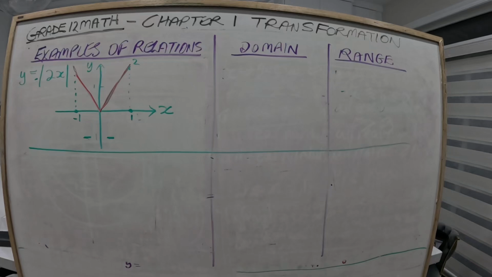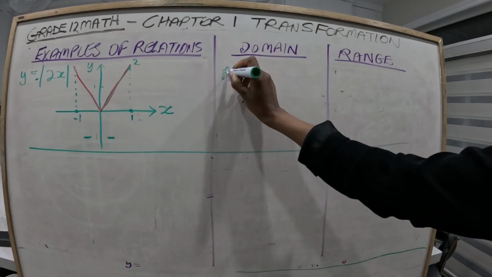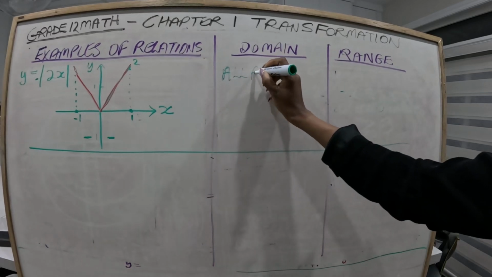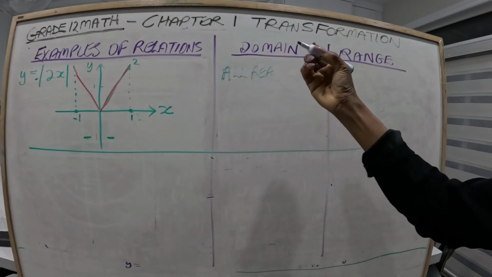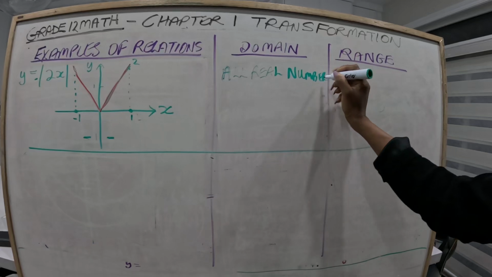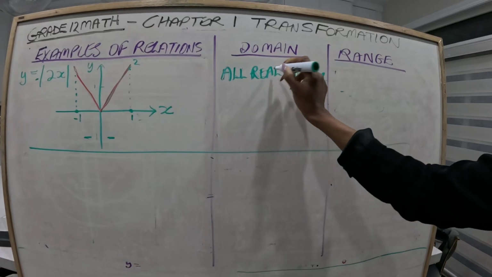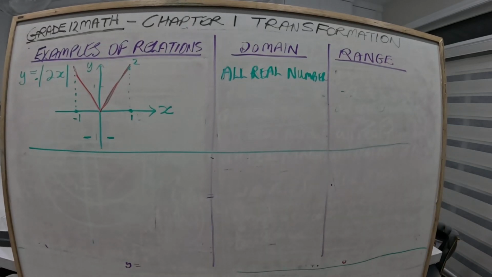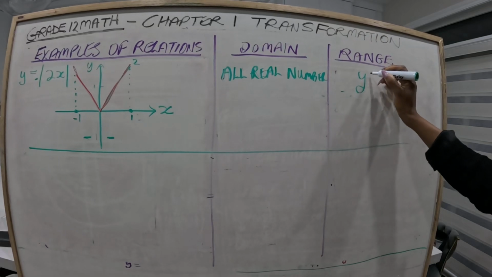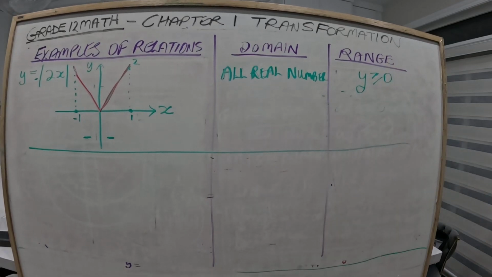And what does that mean? That means for every value of x, there will always be real numbers. And the reason is because they're absolute values. So all real numbers. Okay? And y, I said it already, will never be less than 0. So it will always be either greater but never less than 0. Greater or equal to, but never less than 0.